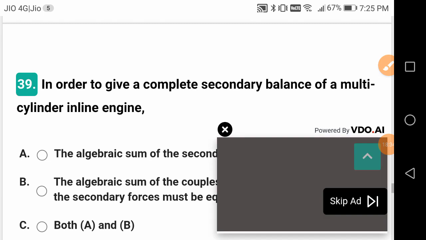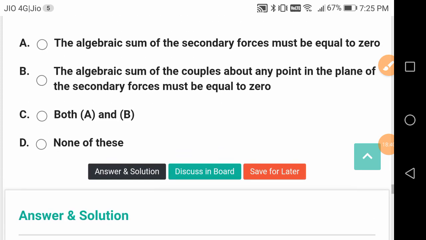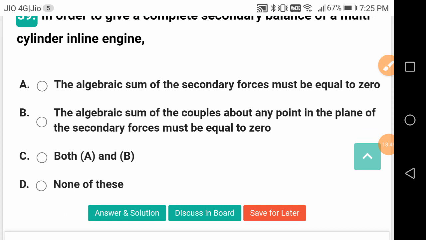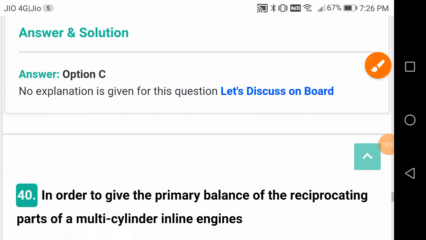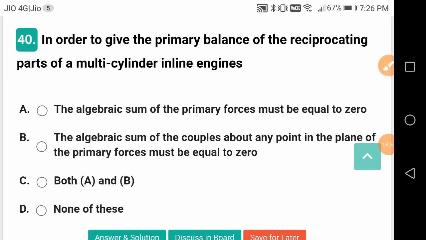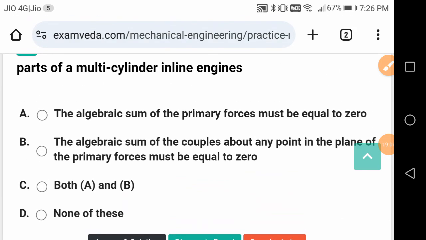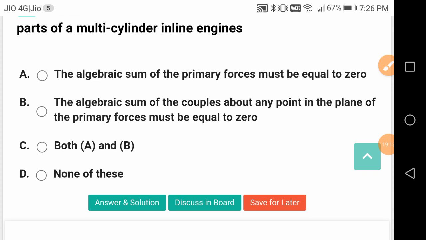In order to give a complete secondary balance of multiple cylinder engine, here both A and B, that is algebraic sum of secondary forces must be equal to 0, and algebraic sum of the couples about any point in the plane of the secondary forces must be equal to 0. Both A and B. In order to give a primary balance of the reciprocating parts of a multi-cylinder engine, once again I think it should be C, both. Algebraic sum of the primary forces must be equal to 0. Algebraic sum of the couples about any point in the plane of the primary forces must be equal to 0. That means he is saying that primary forces and primary couples shall be balanced.